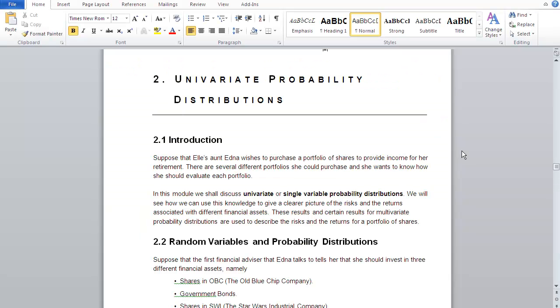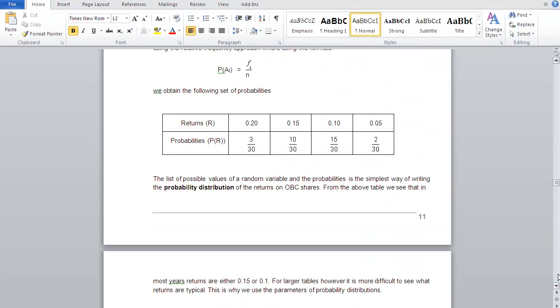This example relates to basic probability. The lecture would have explained to you the rules for probability, and why we need to worry about using probabilities to work out what's going on in finance. However, we start off with a univariate probability distribution.